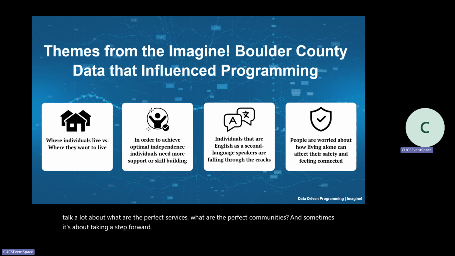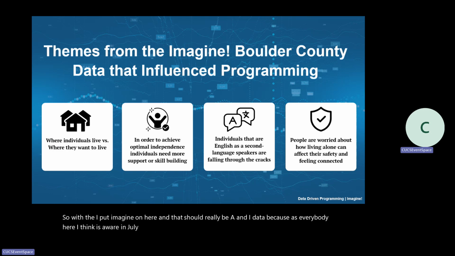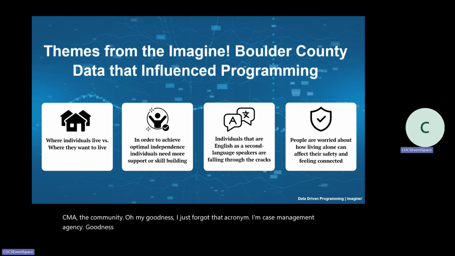So I put Imagine on here, and that should really be A&I data because, as everybody here, I think, is aware, on July 1, Imagine split, and A&I Avenues is the CMA, the, oh my goodness, I just forgot that acronym. Case Management Agency, goodness gracious. And Imagine at this point just provides direct services.